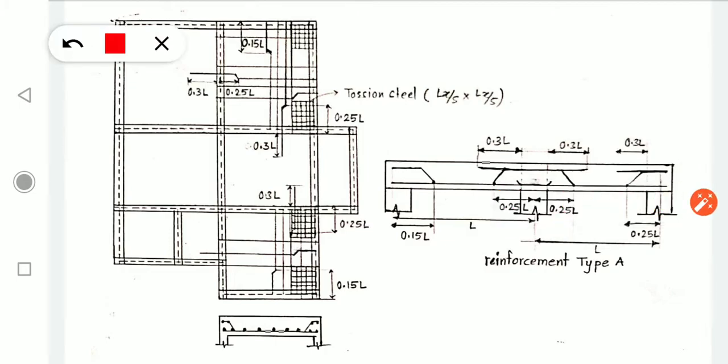If you remember, in the previous video lecture I told you that all the slabs are two-way slabs, only this porch slab is a one-way slab, and in the one-way slab we place reinforcement in the shorter direction. I hope you remember. If you are not getting it, I request you all to go to the previous lecture which I delivered on the detailing of reinforcement for the slab. Go through it, then come to this video.